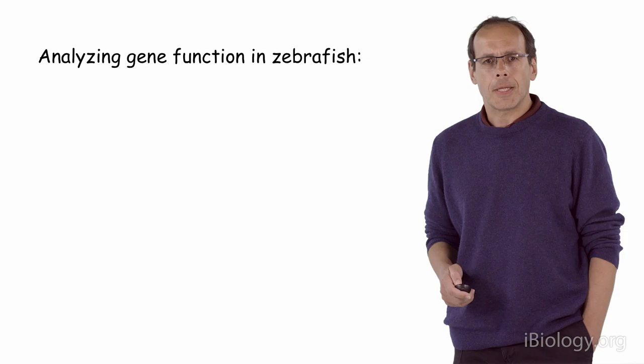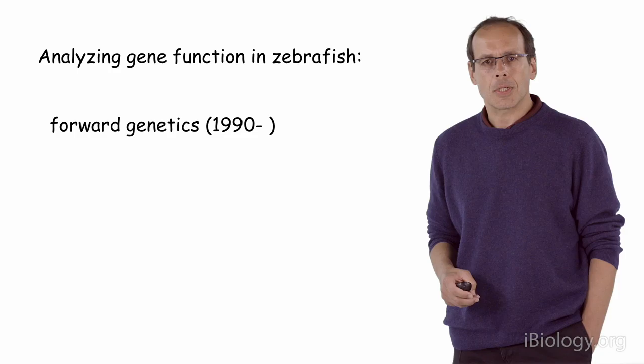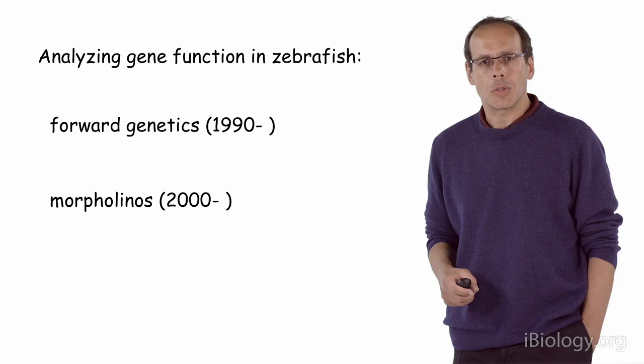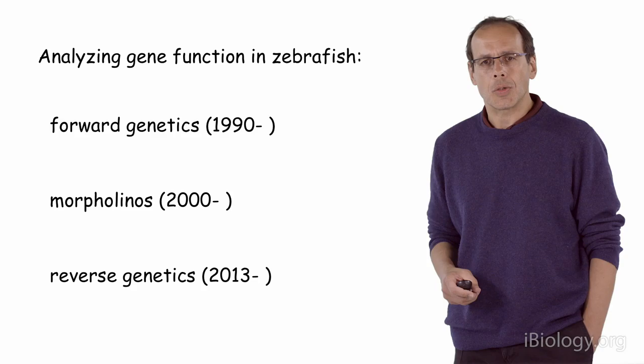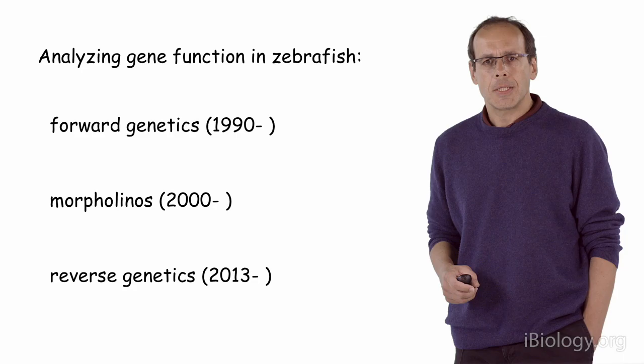Historically, gene function in zebrafish has been studied initially through a forward genetic approach, mutagenizing the genome, introducing mutations randomly, and then doing phenotypic screening. More recently, morpholinos, antisense oligos, have been used to knock down gene function. And then just a few years ago, using zinc finger nucleases as well as TALENs and the CRISPR-Cas9 technology, mutations have been introduced in specific genes to study not only genes that were studied previously using morpholinos, but also other genes.